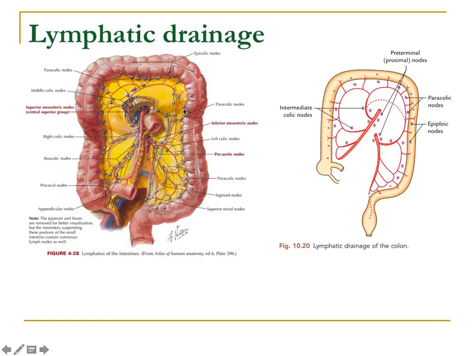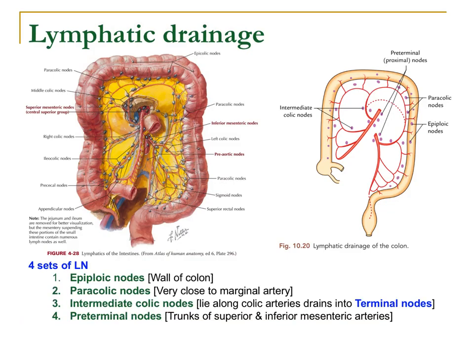Now the lymphatic drainage. There are four groups of lymph nodes that drain the colon. They are the epiploic nodes, paracolic nodes, preterminal nodes, and intermediate colic nodes. Just remember the names. The lymphatic drainage occurs through these four groups of nodes.